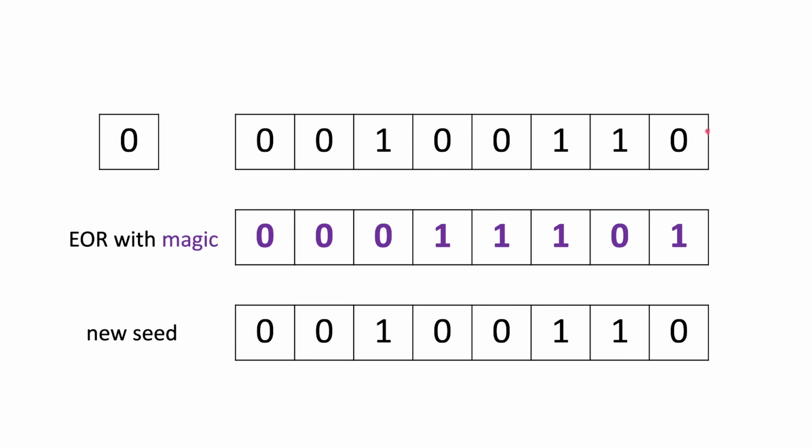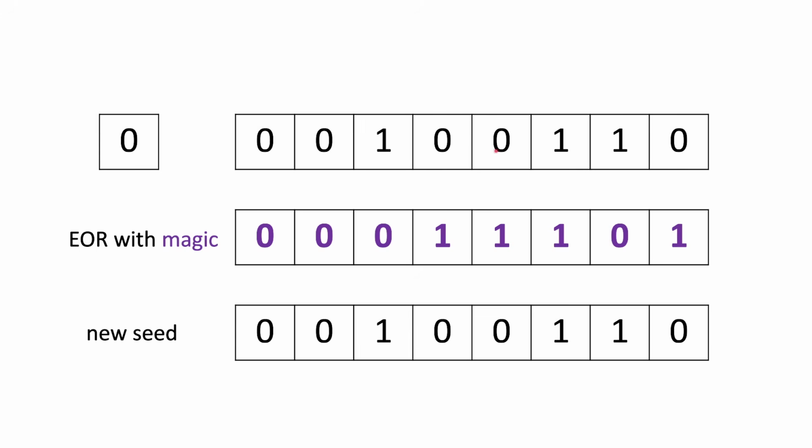So you may have noticed, every time we do a shift, we always end up with a 0 in this spot, and the magic number never changes, so we always have a 1 in this spot. That means that when we EOR the seed with the magic number, we're always going to get a 1 here, which would make the new seed always odd.